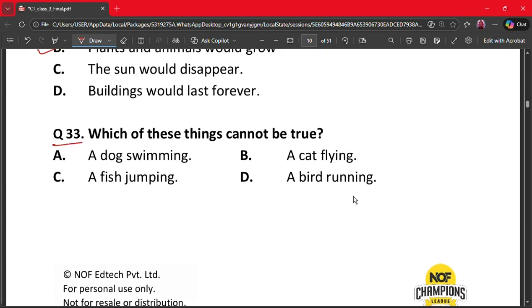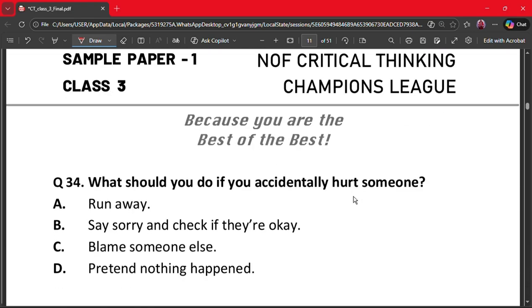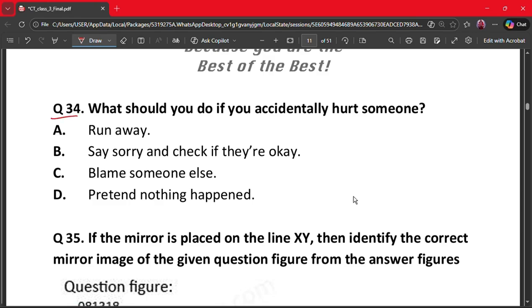Question 33. Which of these things cannot be true? A. A dog swimming, B. A cat flying, C. A fish jumping, and D. A bird running. The correct answer is option B. A cat cannot fly.